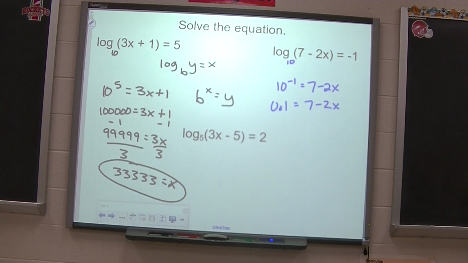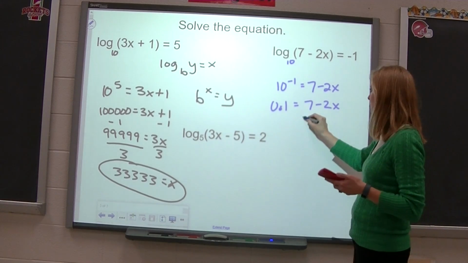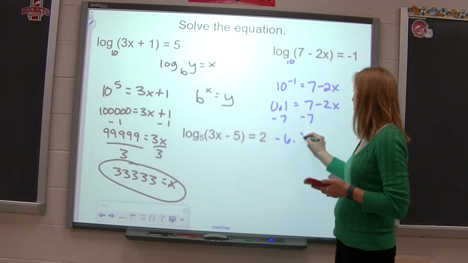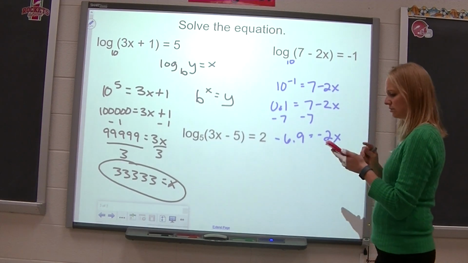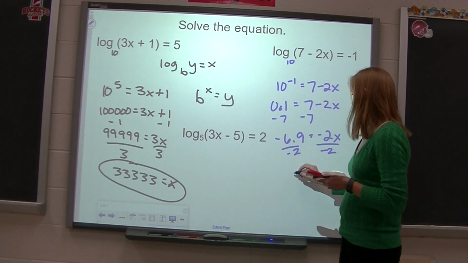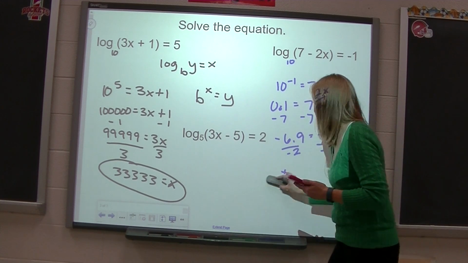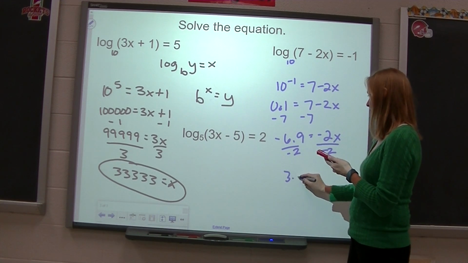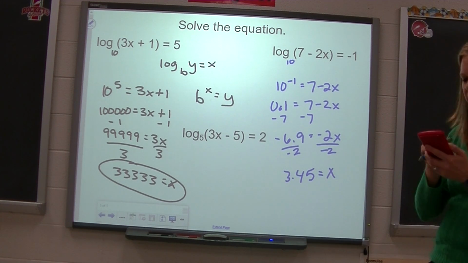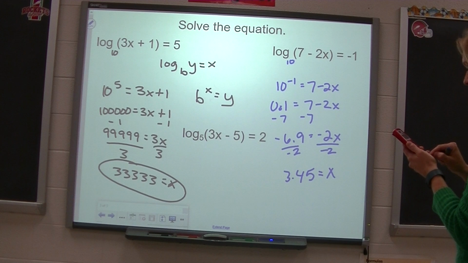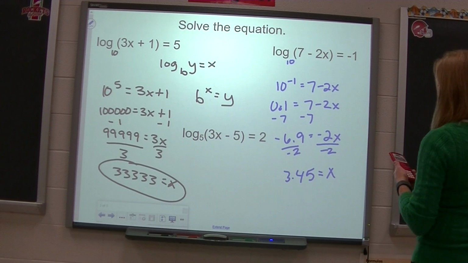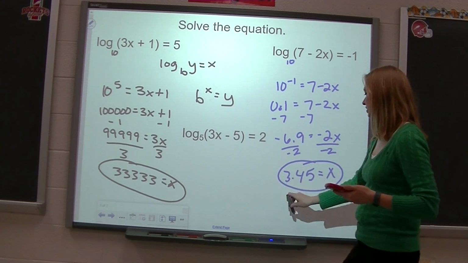So now it's just a matter of solving the two-step equation. Subtract the 7. So 0.1 minus 7 is negative 6.9. And that equals negative 2x. So I'm going to do negative 6.9 divided by negative 2. And we get positive 3.45 equals x. Again, it's a common logarithm, so I can type it in my calculator and check and make sure I did it right. 7 minus 2 times 3.45 equals negative 1. So that is the correct answer there.